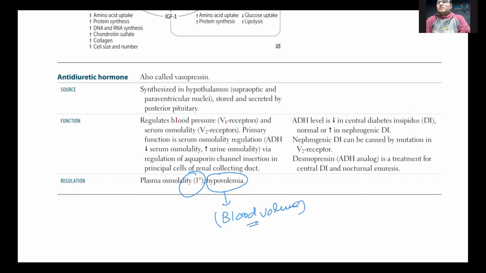ADH is decreased in central diabetes insipidus and normal or increased in nephrogenic diabetes insipidus. We'll study this in our pathology section. Nephrogenic diabetes insipidus is caused by mutation in the V2 receptor. Desmopressin, an analog, is the treatment of central diabetes insipidus and nocturnal enuresis. We'll study this in the pathology section. We should know this.